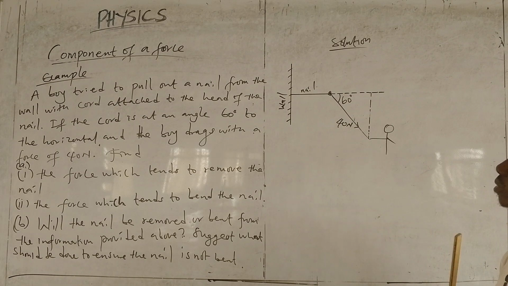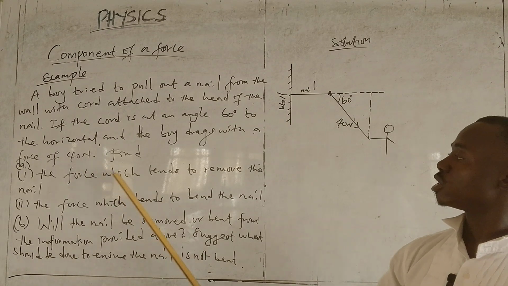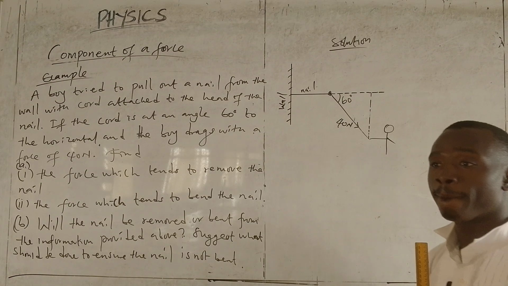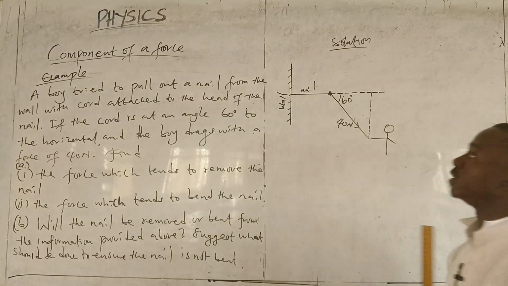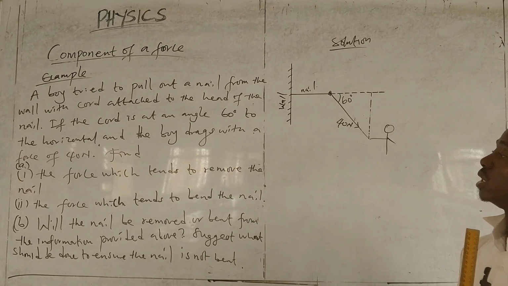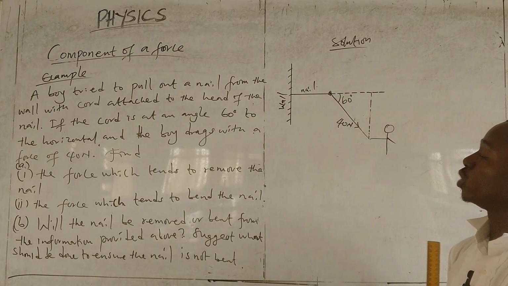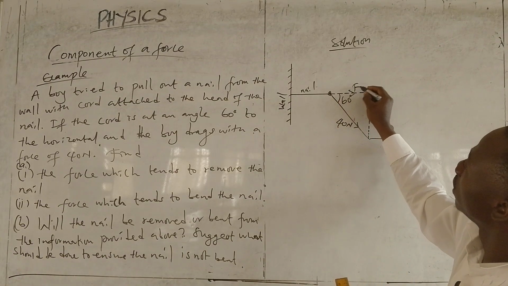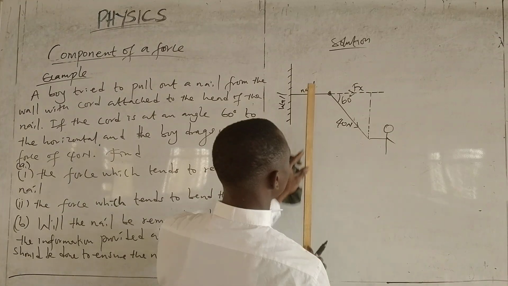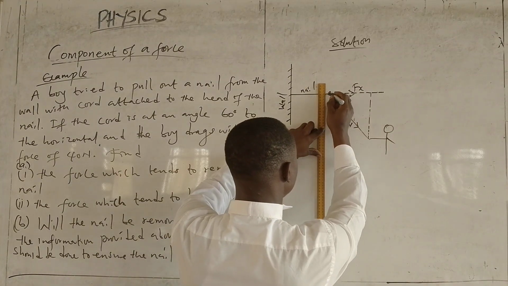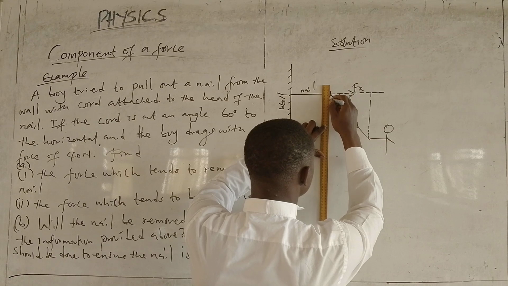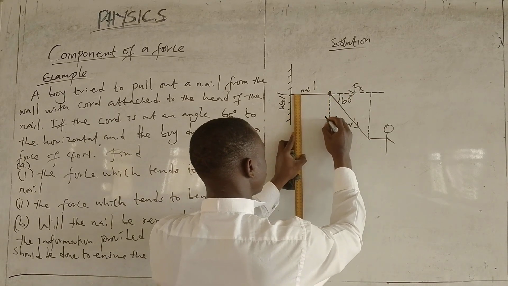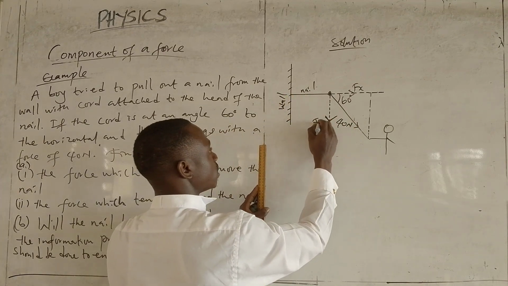All right? So the question says, find the force which tends to remove the nail. Can you suggest the force that will remove the nail? Which force is that? Is it the horizontal or the vertical? The one that will tend to remove the nail is the horizontal, which is here. F what? Fx. Why the one that will tend to bend the nail? So I have to draw from where the nail is, downward. This is Fy.